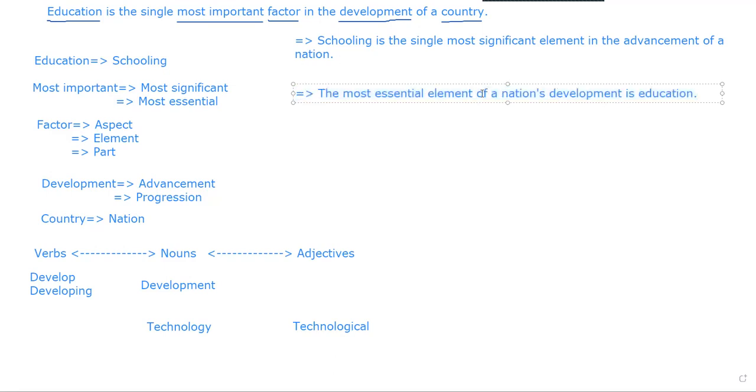Take a look, we have only changed the position of the words. Have we changed the parts of speech? Can you tell me? Where? We haven't changed any part of speech, right? Most essential element. That was the synonym. I'm talking about changing the parts of speech, verbs into nouns, nouns into adjectives, or nouns into verbs. Have we changed that? No, we haven't changed any of those. That was the synonym. Try to understand.